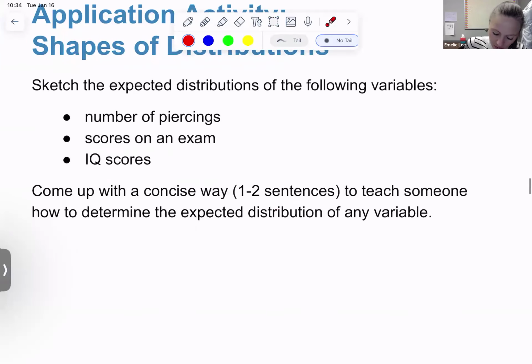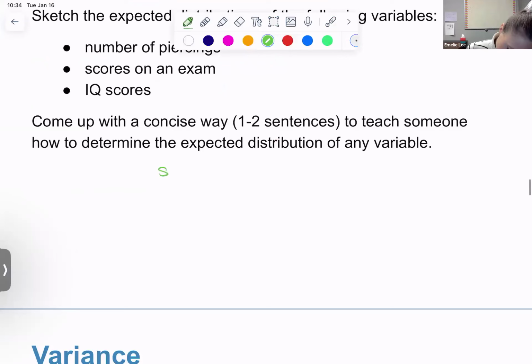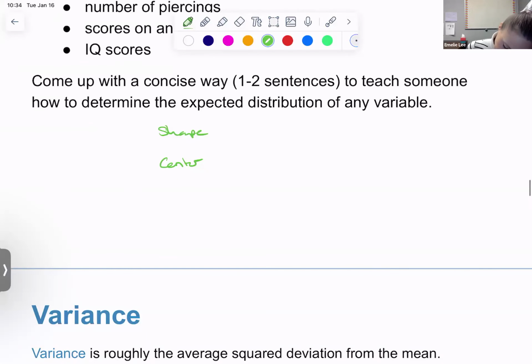to teach someone how to determine the expected distribution of any variable. So what we really want to do is think about the shape, think about the center, and think about the spread, right? And that's going to determine the entire distribution, right? And so here we want to talk about the shape, the center, and the spread.